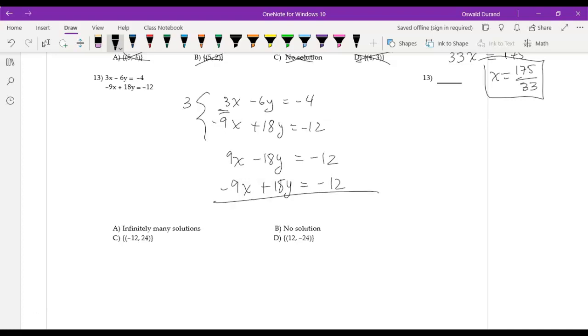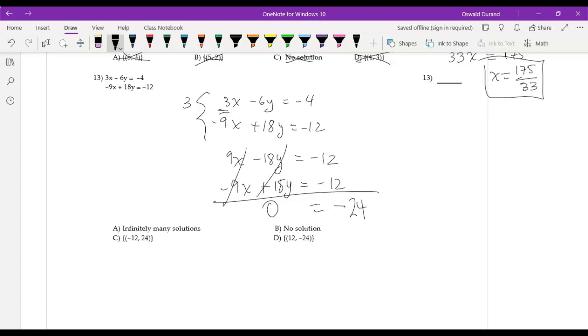And then you realize, when you add vertically, that the x term and the y term cancel out, and you get 0 without the x and the y, right? So 0 equal to, and here you have to be careful because these two are not opposite. They are the same. So when you add the two negative 12s, it's really negative 24.